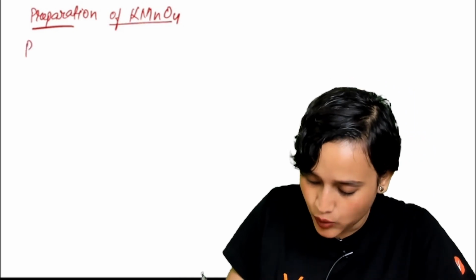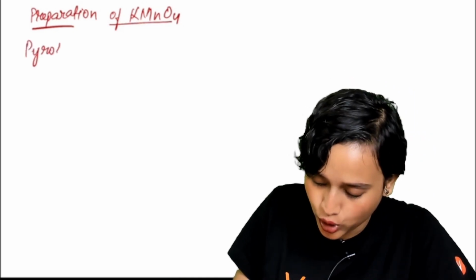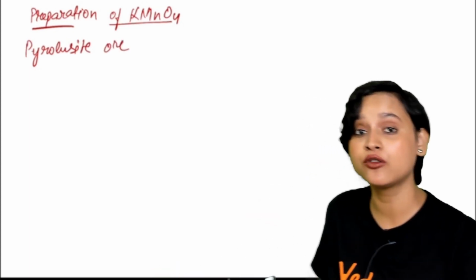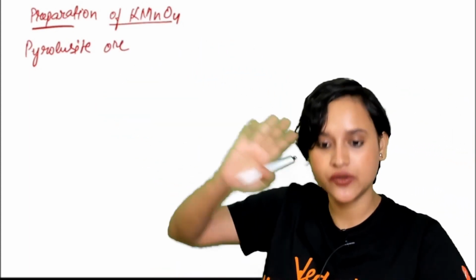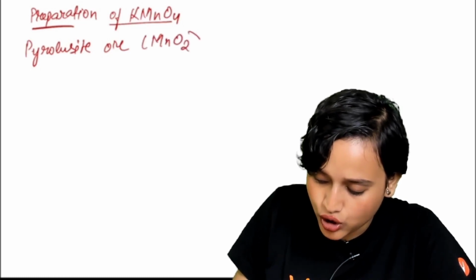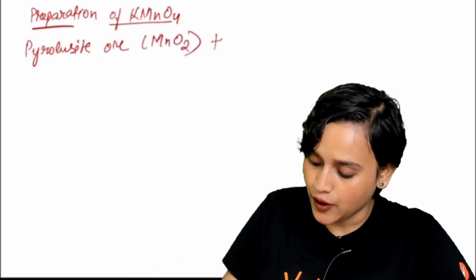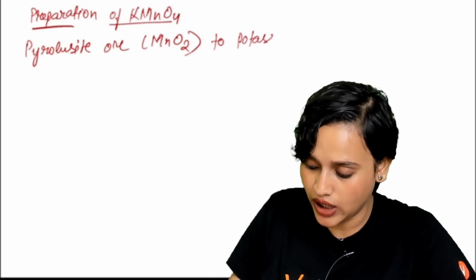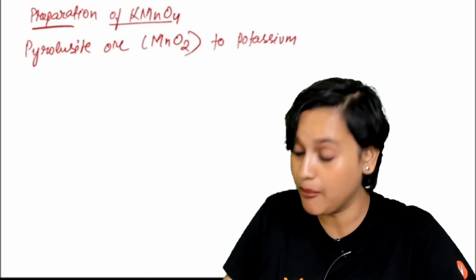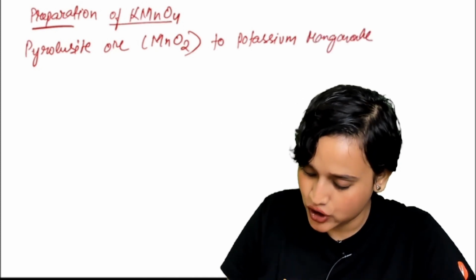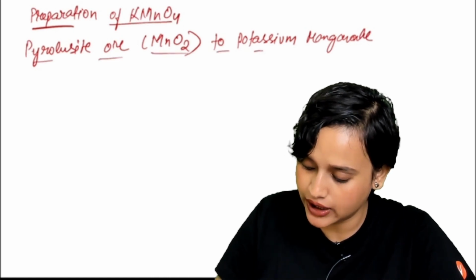What are we going to prepare it with? Pyrolusite ore. Where will you be reading about pyrolusite ore? In the metallurgy chapter, which we will do, don't worry. Now pyrolusite ore is MnO2. From pyrolusite ore, we will be creating potassium manganate. We are creating potassium manganate, not permanganate. Potassium manganate, everybody. Look at it.